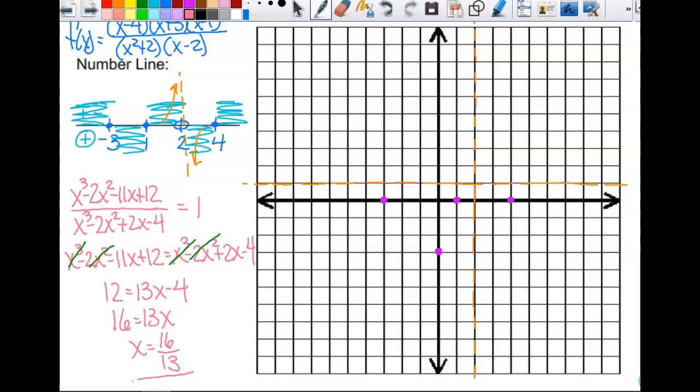So I got x equals 16 over 13, which is fine because we can't get super duper accurate on this anyway. That's like 1 and 3/13, so it's like 1 and a little bit. So at 1 and a little bit is where I cross right there.